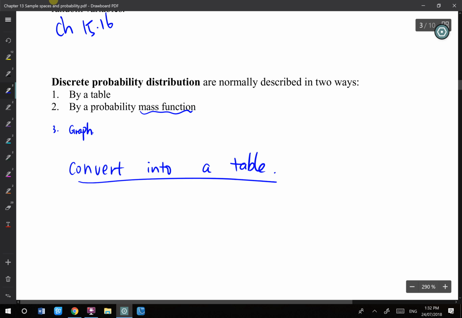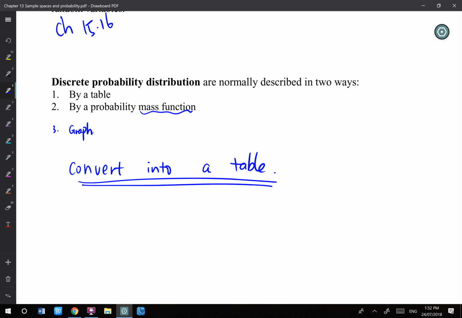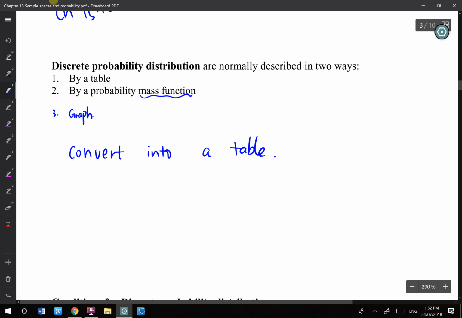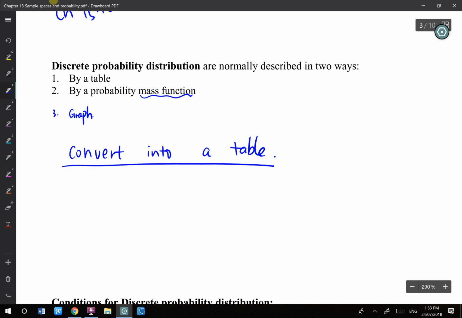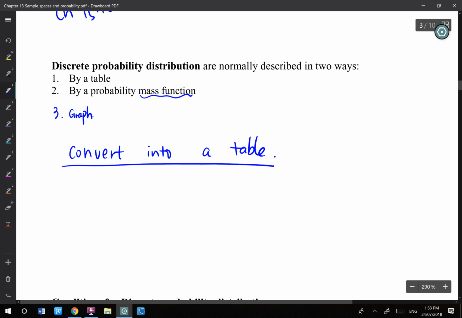Okay, everything you have in year 12, you will convert that into a table. Everything discrete. It doesn't matter whether they give you a graph or a function, you convert it into a table of what x value can be and what's the probability of it. Why am I doing that? Next lesson I will go through this.